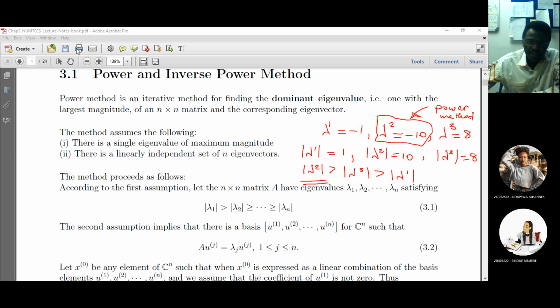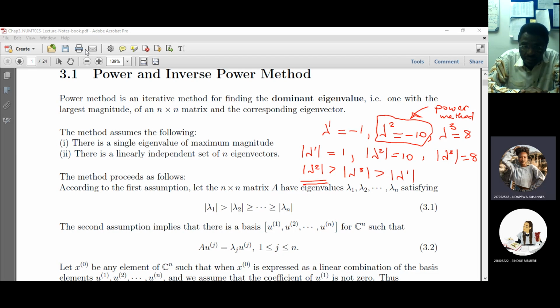Is that clear, or should I repeat? If you don't understand, because this is still... It's clear, sir. It's clear. Yes, Sindile, what did you say? It's clear.